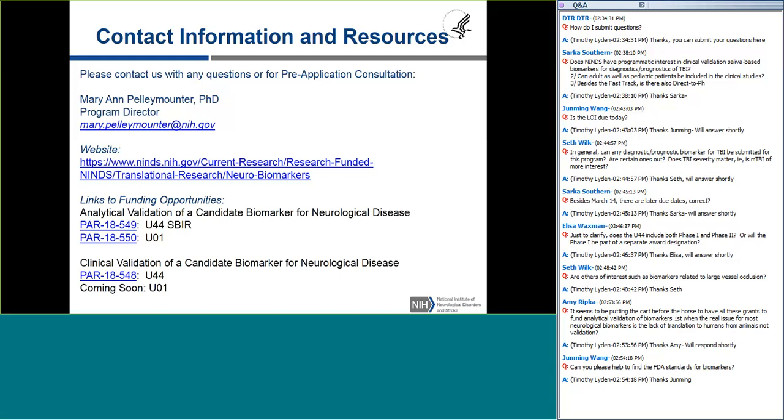The third question is, can adult as well as pediatric patients be included in the clinical studies? And the answer is yes.